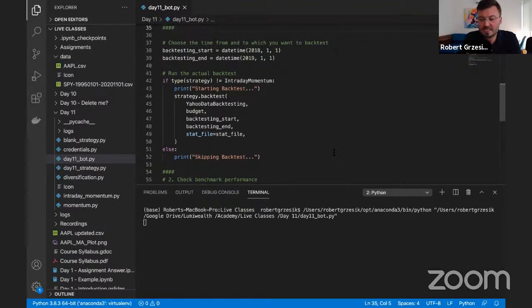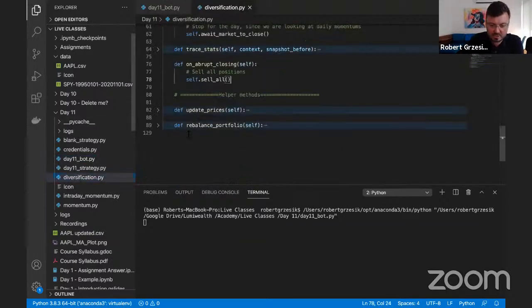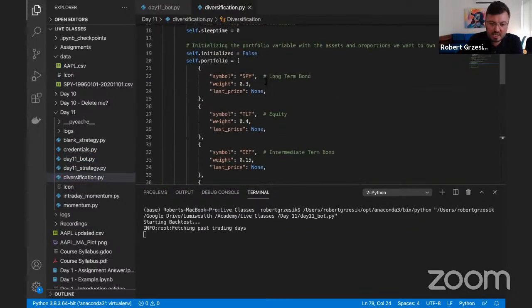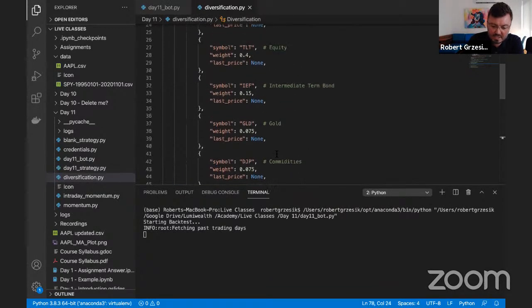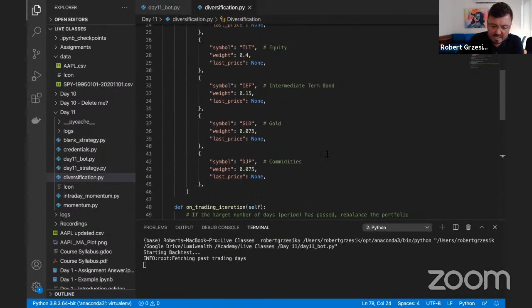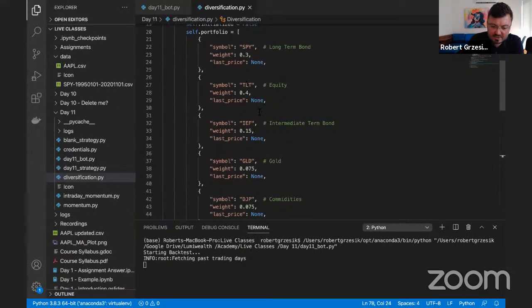Basically it's going to download that data and use our strategy. So let me show you our strategy and what it's doing. This is our diversification strategy. It's taking these instruments here: SPY, TLT, IEF, gold, and DJP, right? We're going to flip these around because that's actually the case here. So here is the S&P 500, which is SPY, our equities.